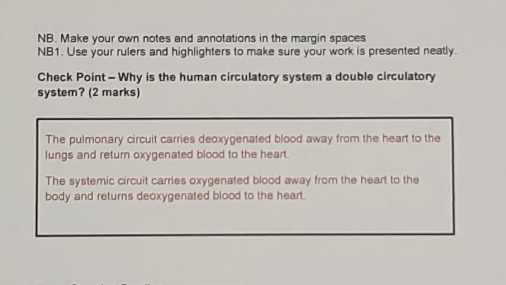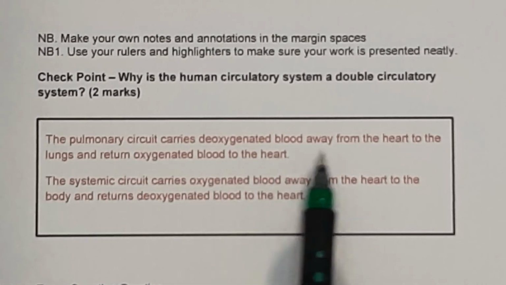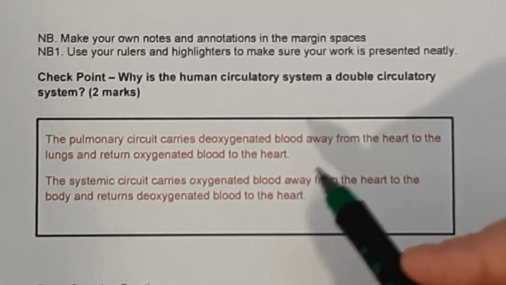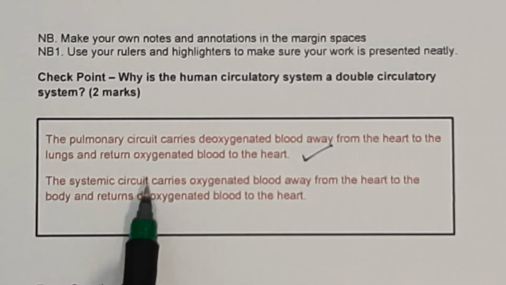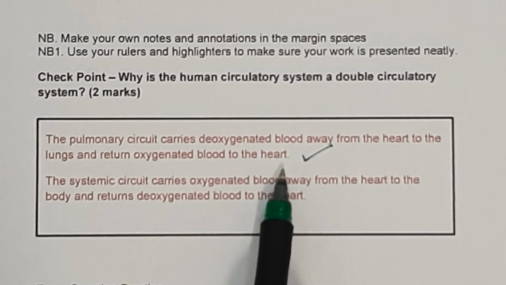Okay, so there are 2 statements here that you need to make. The first is the idea that, well, I'll read it to you and then we'll go through it. The pulmonary circuit carries deoxygenated blood away from the heart to the lungs and returns oxygenated blood to the heart. So you need to basically explain here that the blood needs to leave the heart and go to the lungs to get oxygen. So that needs to be the first part of your statement. This is the correct way of writing it, and I recommend you all write this out on the notes page if necessary. If you don't have room, that's fine.